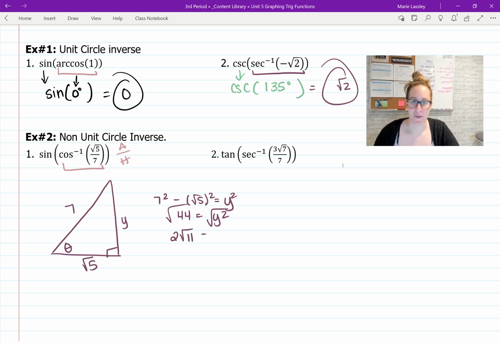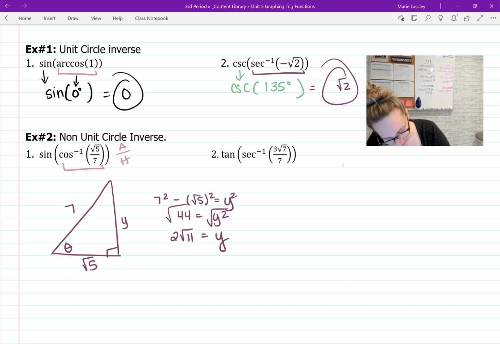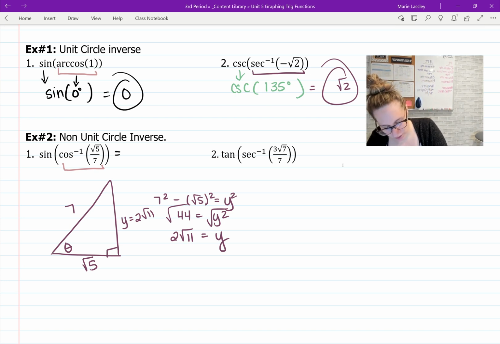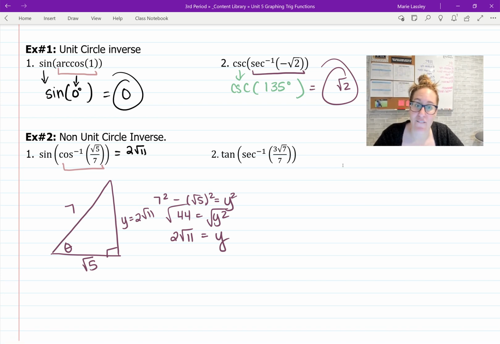So yes, you do have to do that. So please don't ask me again. Yes, you always have to simplify square roots. Okay, so that means my missing side is 2 root 11. Now I can answer the final part of the question, which is what is the sine of this triangle? Sine is opposite over hypotenuse, so it's going to be 2 square root of 11 over 7. That is my final answer.